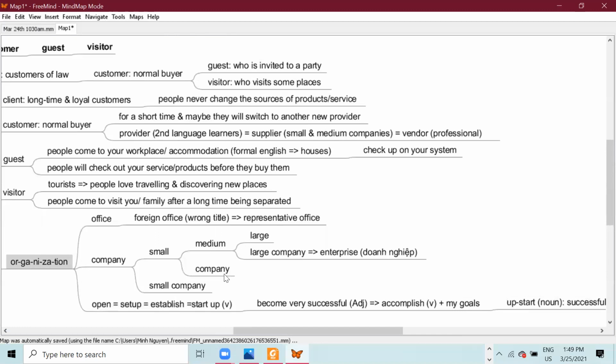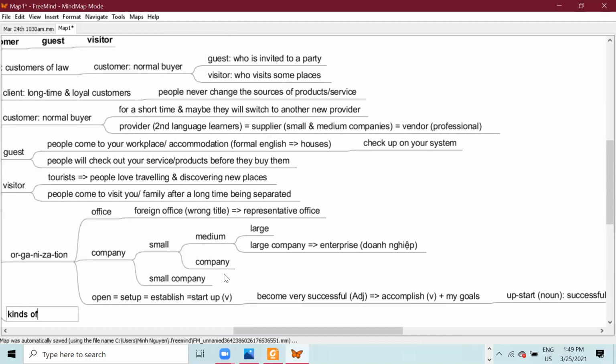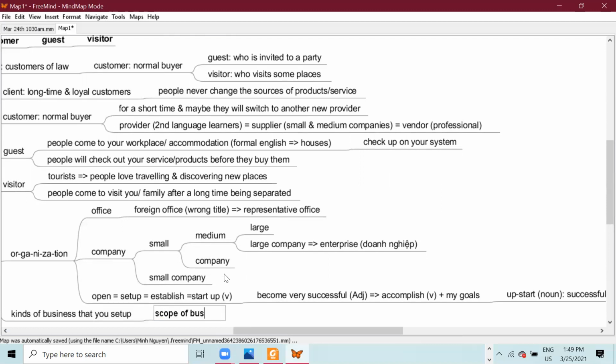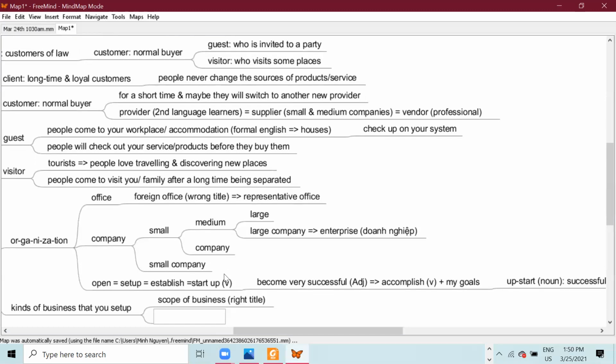And if you want to talk about the kinds of business that you start, the kinds of business that you set up, we use the words scope of business. This is the right title. Don't say the name of business. If I don't know good English, I'm going to say, oh, my name of business is teaching, name of business is education, and that is wrong. So the first one, I use the words scope of business.